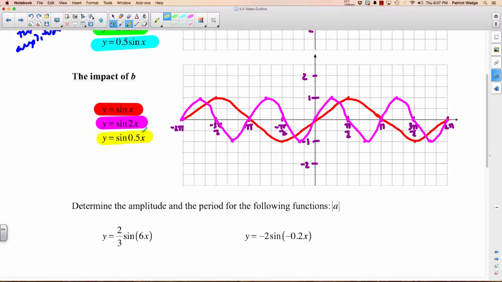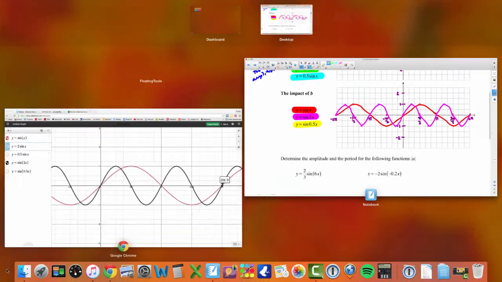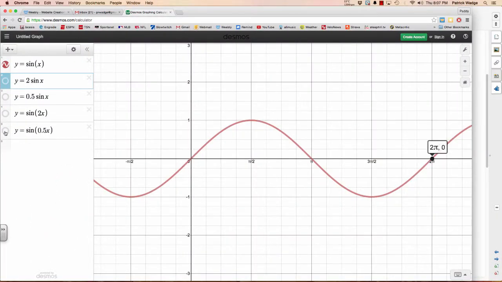Y equals sine half x, or 0.5x. Let's check it out. There's the original. Here's the new one. Wow, what's the period of this one? You can't even see the whole thing. By the time we get to 2 pi, we've only gone up and down. We still have to go down and up. So the period's not going to be 2 pi, it's going to be twice as much.